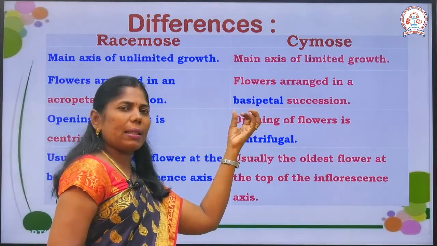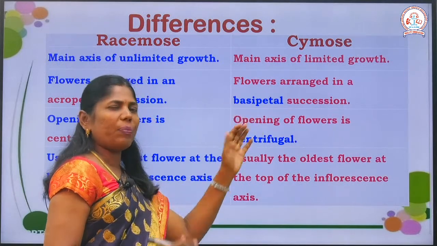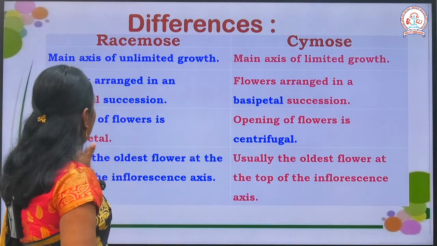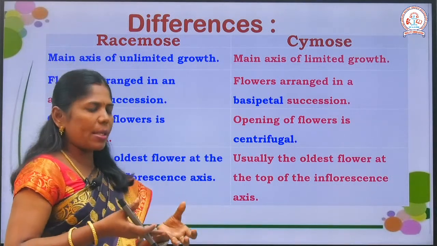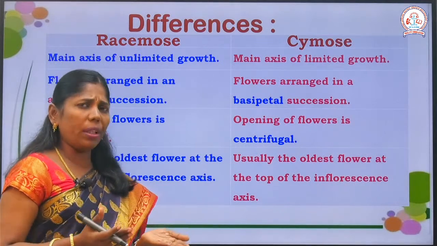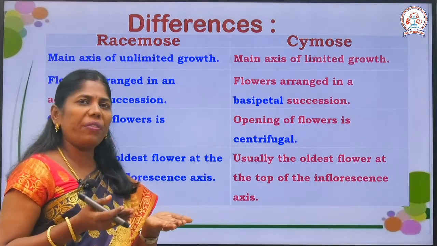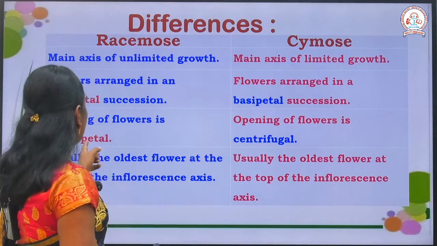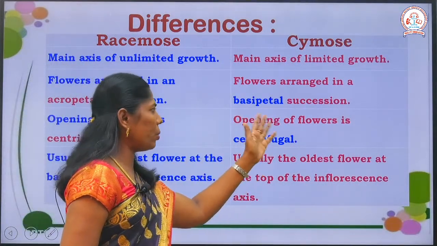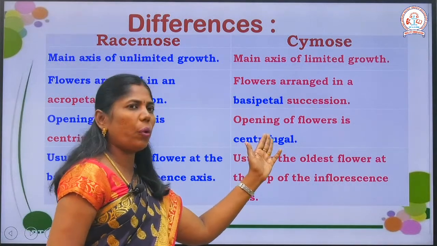Here we can see the older flowers in the center and, on either side, the younger flowers. So, the opening of the flowers: how are the flowers opening, which flower is first to open? The older flowers open first, from the periphery to the center. So, that is a centripetal arrangement. From the center to the margin, that is center to the periphery, is a centrifugal manner.